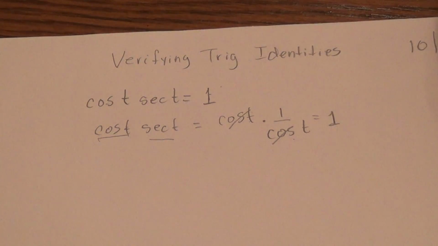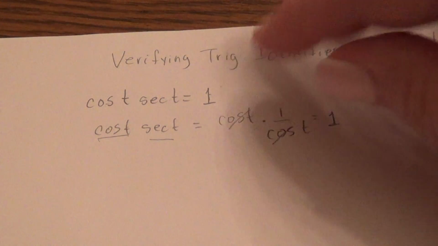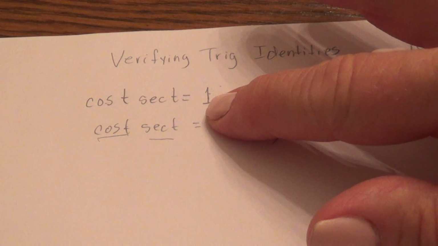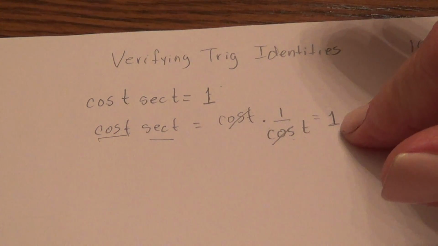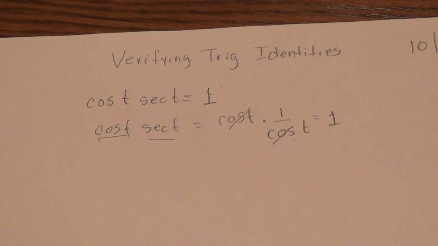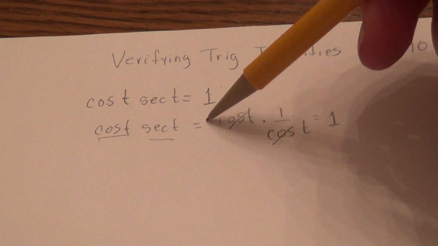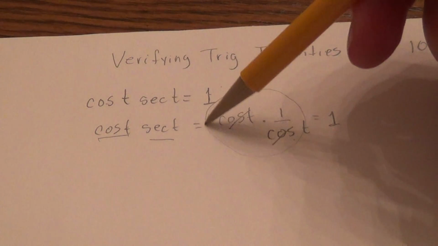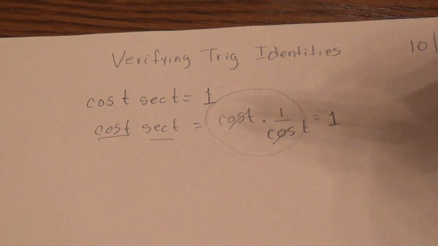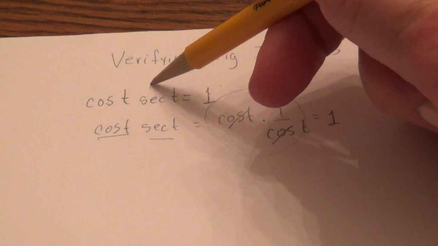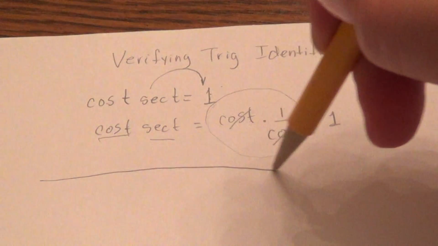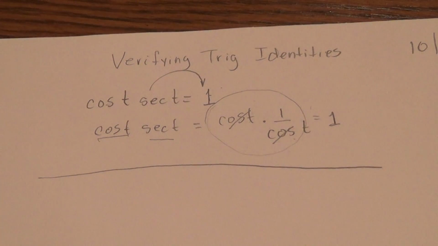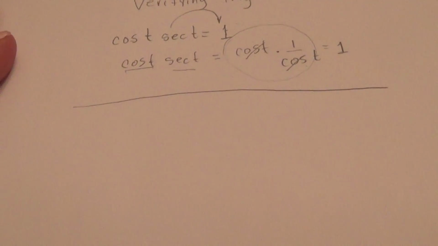Some students don't give me this step. They just give me this equals 1. And you have to really show me how you get that, or I can't give you credit for your work. Even though it might be trivial or very obvious, you have to show me the steps to get from here to here. All right, let me show you another one so you get the gist of it.